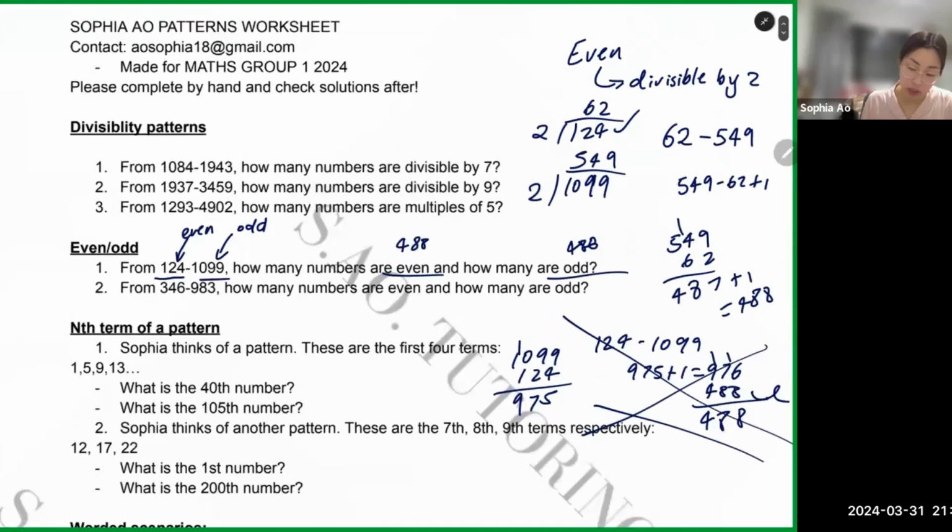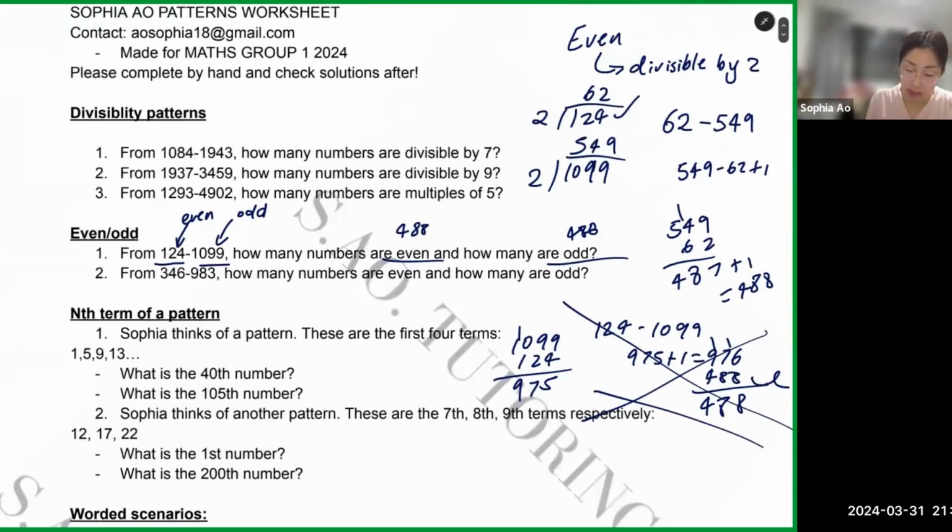Let's do the second question. I'm going to do this one relatively quickly because I've just shown everyone in detail how to do question number 1. So what we do here is we go, well, 346, we're going to divide this by 2. 173, great. 983, we're going to divide this by 2, 491. So 173 to 491.